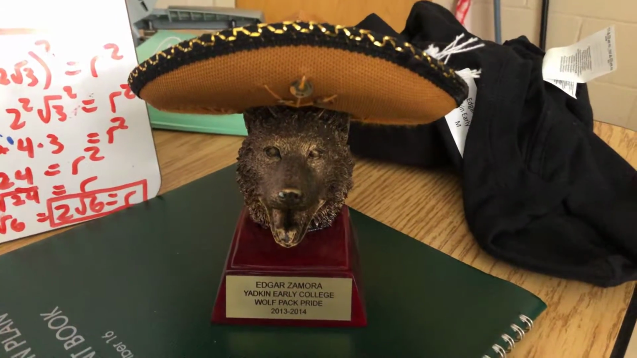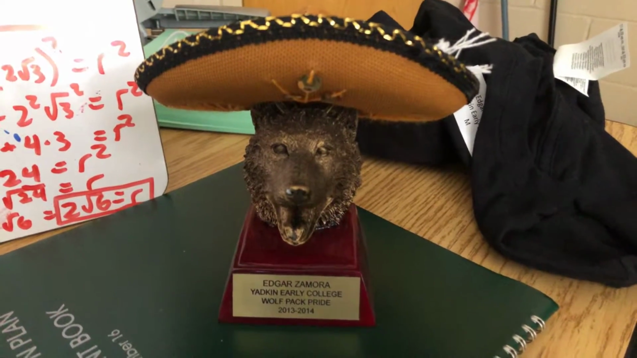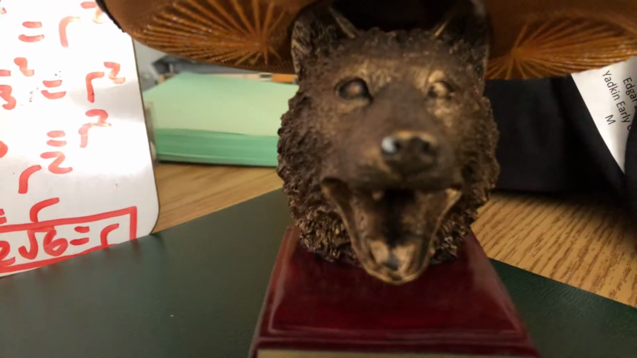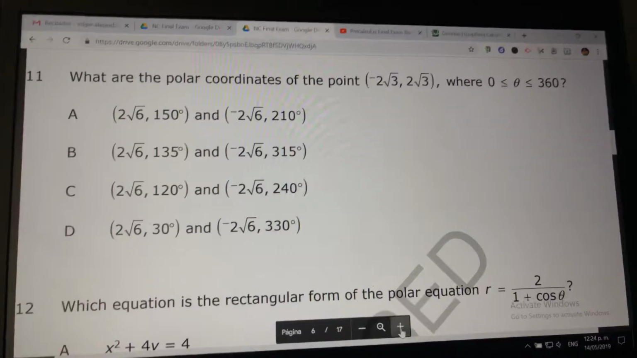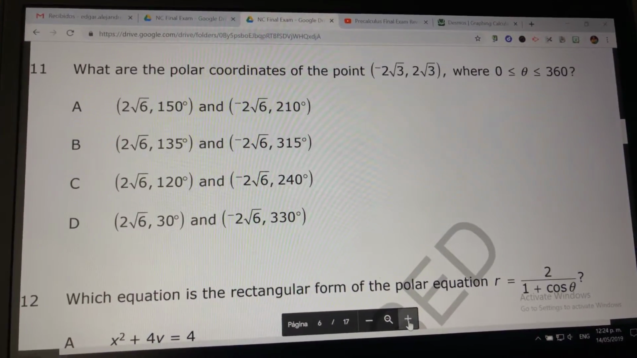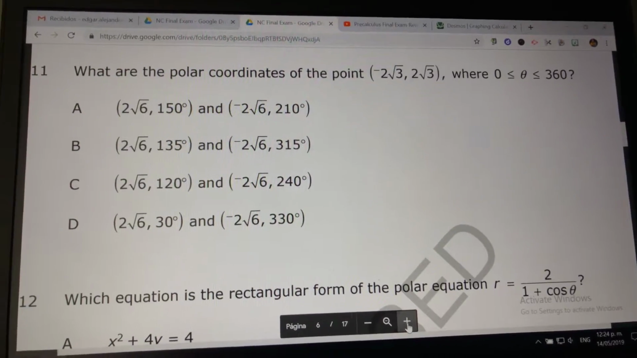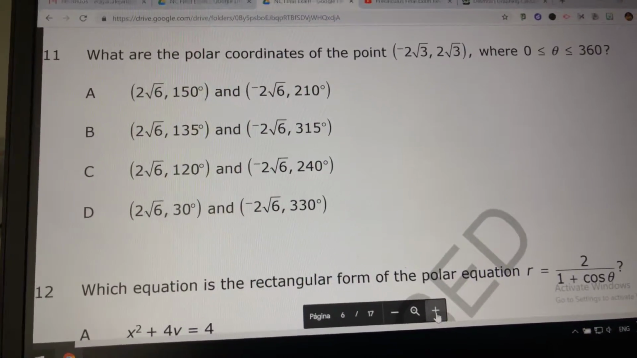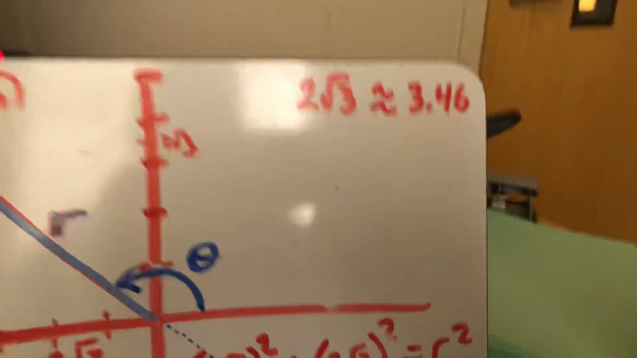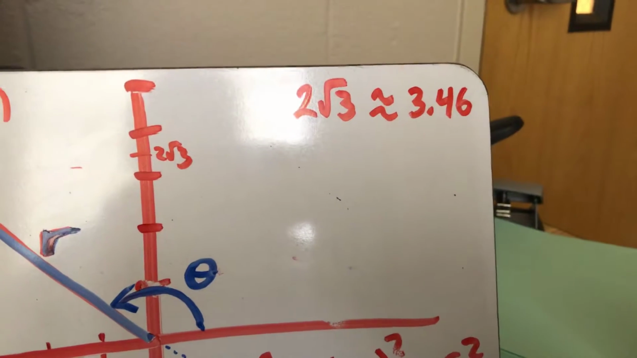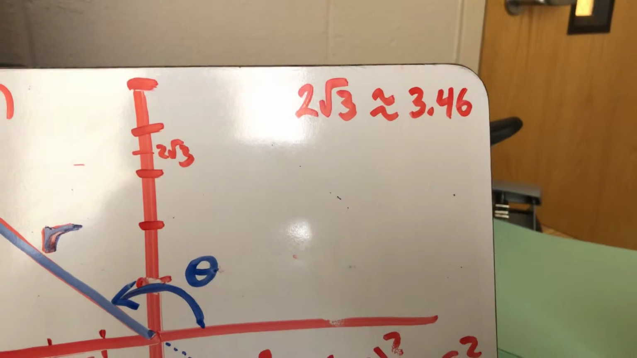Hello everyone, this is number 11 from the release pre-cal. So number 11 says, what are the polar coordinates of the point -2 root 3, comma 2 root 3, where 0 is less than or equal to theta, is less than or equal to 360, and it gives you 4 answer choices. All right, first thing we need to know, maybe it's good for you to check that 2 square root of 3 is about 3.46.